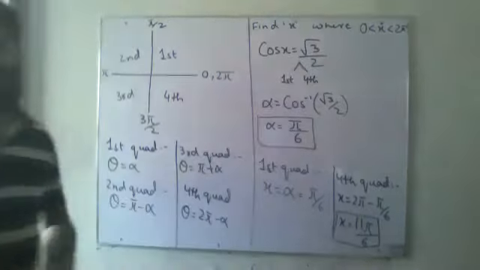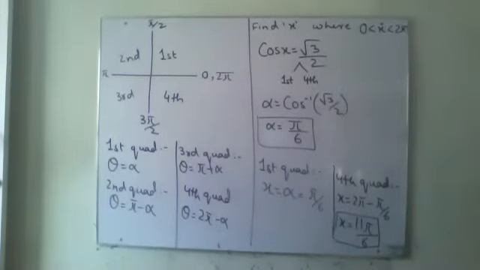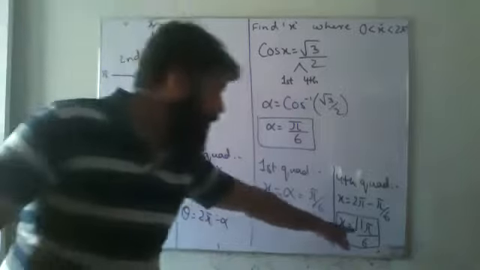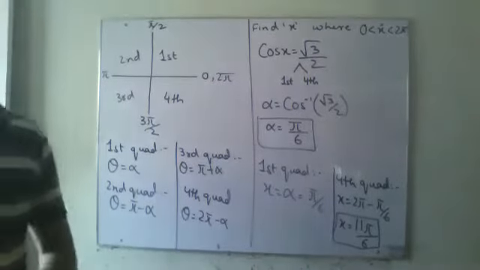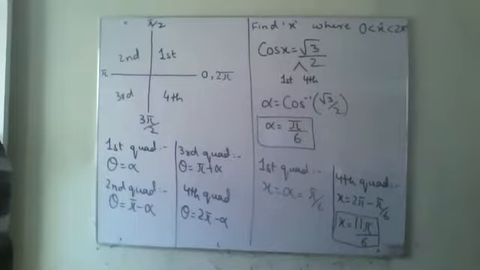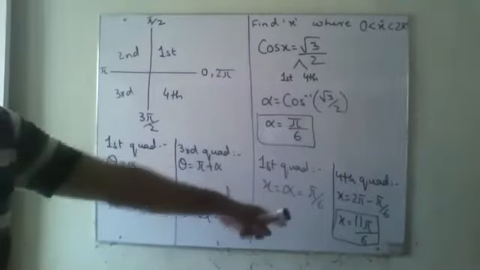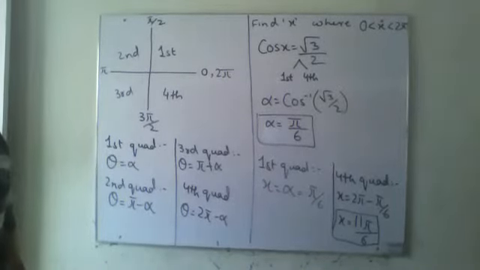Now it's your choice. You can give your answer in pi form, that's your answer on the board. If you want to change it into decimal, you can put the value of pi over there and you will have your answer in decimal form.